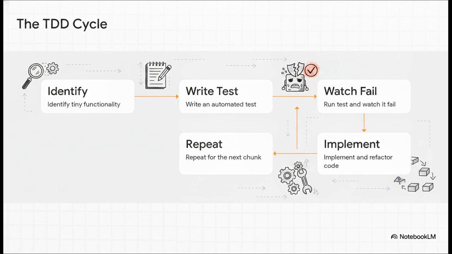Step 1, you identify a tiny chunk of functionality. We're talking about something small enough to be implemented in just a handful of lines of code. Step 2, you write an automated test for this exact specific feature. Step 3, you run the test and you watch it fail.